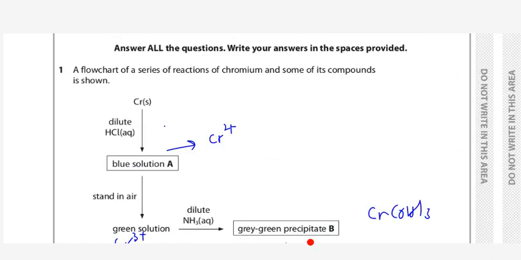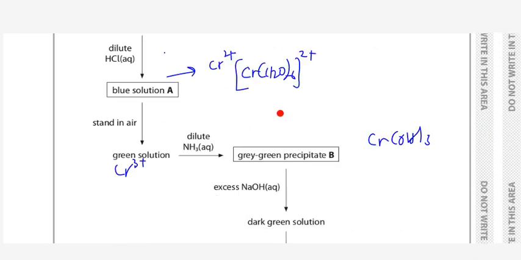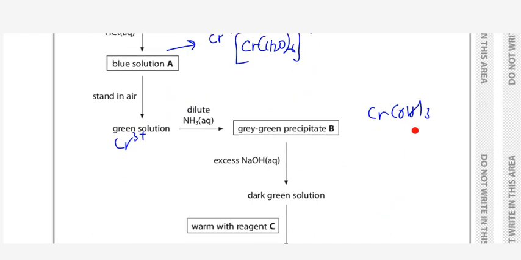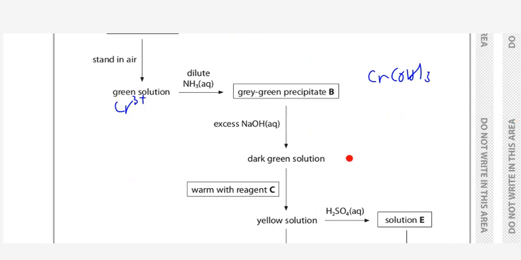It's quite an interesting series of reactions. So let's write the formula. Blue solution is hexaaquachromium 2 plus. Standing in air, it turns to green solution. Again, hexaaquachromium 2 plus turns to 3 plus. Green, and ammonia, green precipitate. Excess, dark green solution is hexaammine chromium 3 plus. And then you have warm with the reagent C, yellow solution.